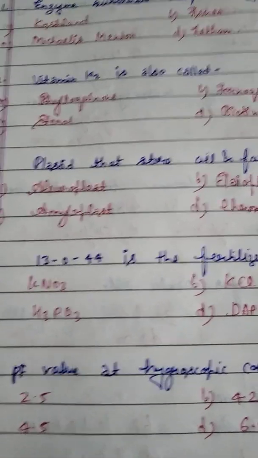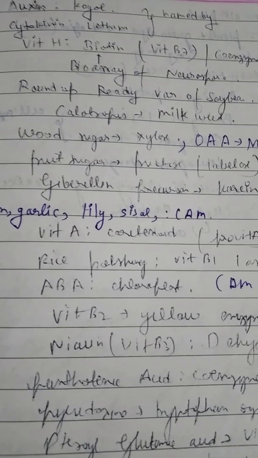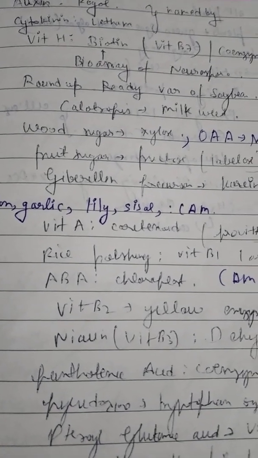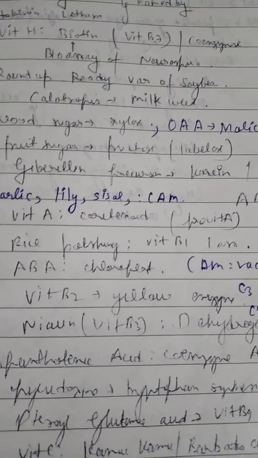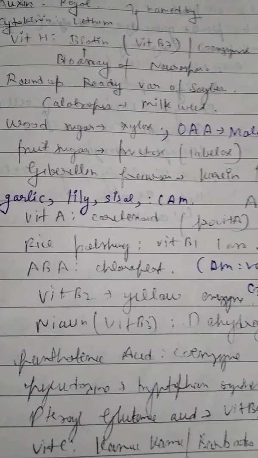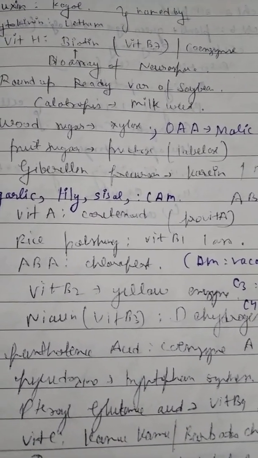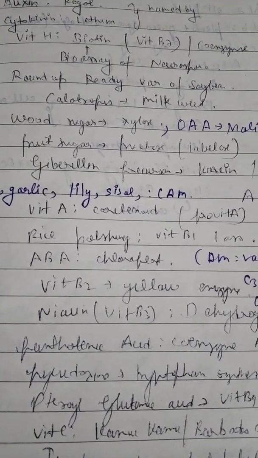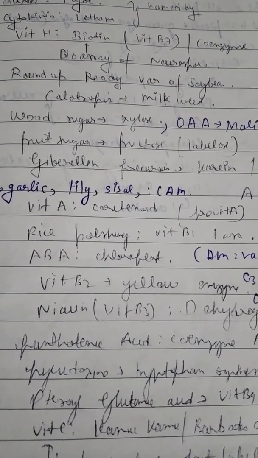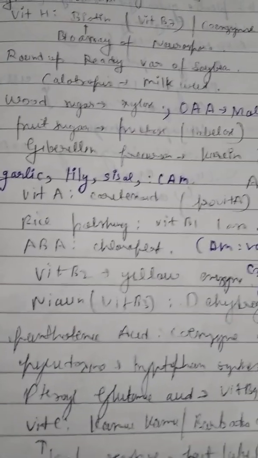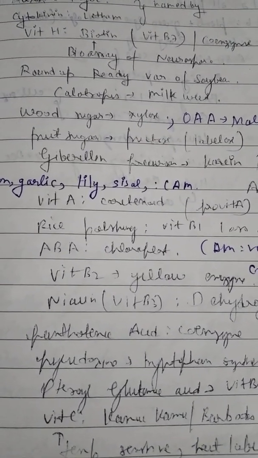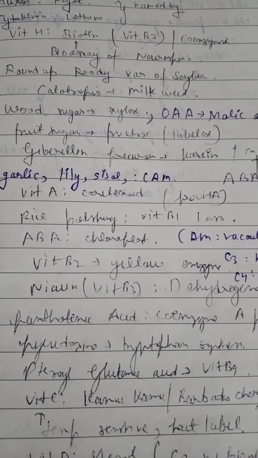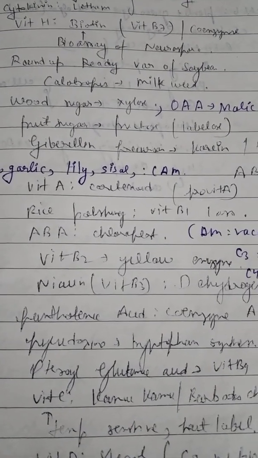So student, please remember some of the important vitamins like vitamin H. Vitamin H is called biotin, and it is also called vitamin B7. Vitamin B7, biotin, vitamin H, these are all the same, and it is a coenzyme. Biotin is also called bioassay of neurospora. Bioassay of neurospora produces biotin. Please student remember it.